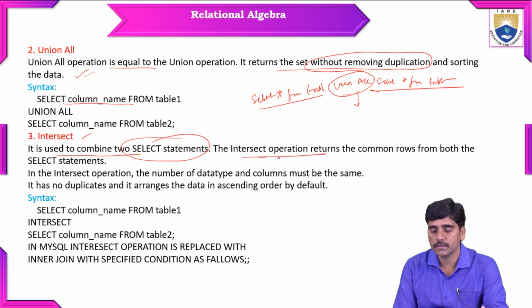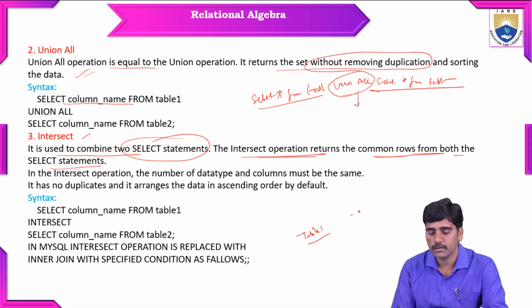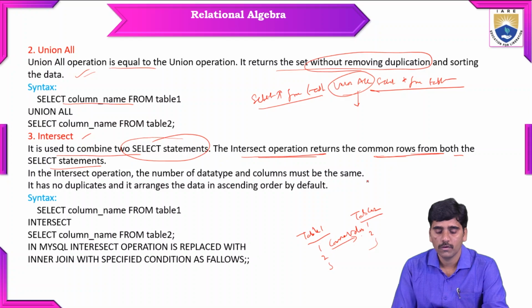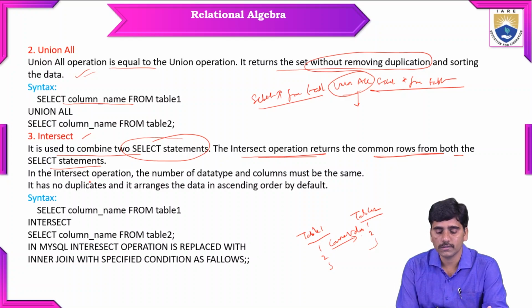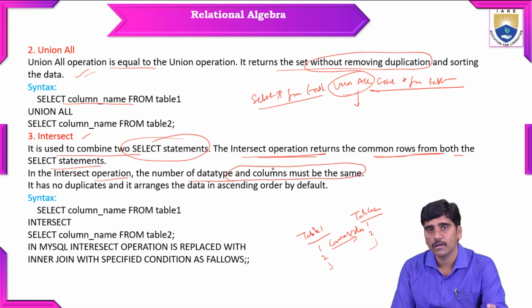The intersect operation returns the common rows from both the select statements. So table 1 has some values and table 2 has some values, but whatever values are common to both tables will be displayed by using this intersect operation. In this intersect operation, the number of data types and columns must be the same. It has no duplicates, and it arranges the data in ascending order by default.